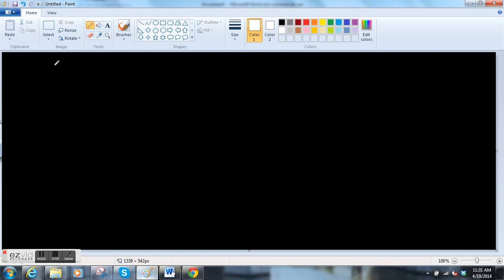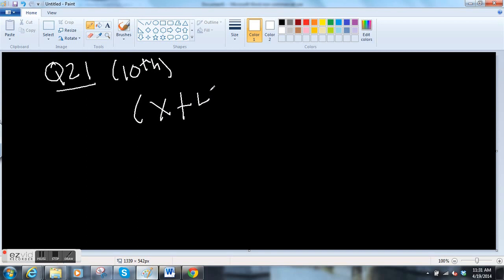Here's one. This was maybe a little clever, I guess. This is question 21. Again, this is the 10th edition. I did not check to see if that one was in the 9th edition. I think it might be, though. X plus 4 squared equals 25.